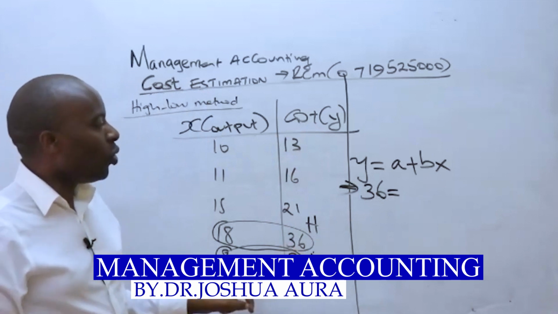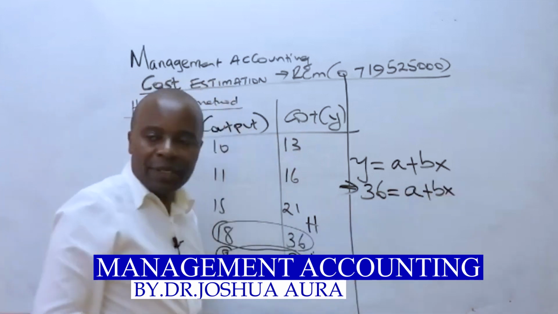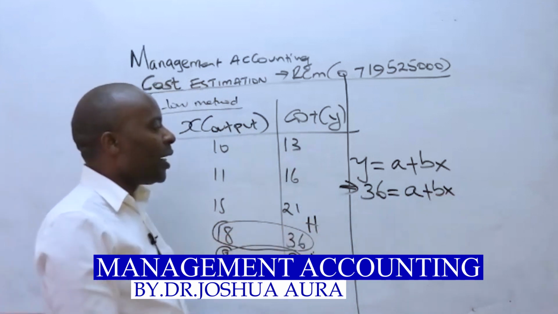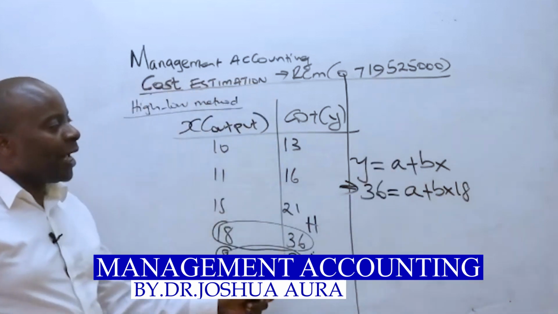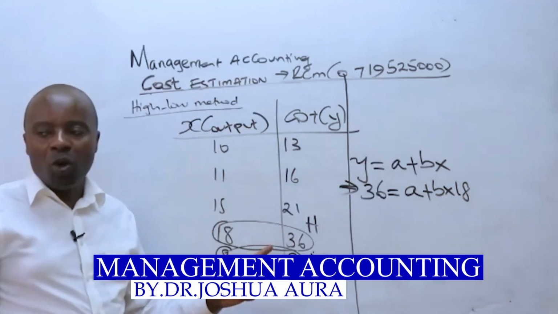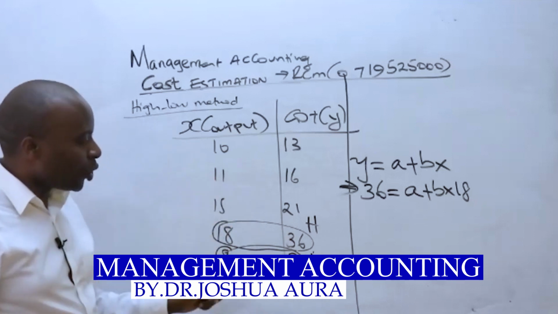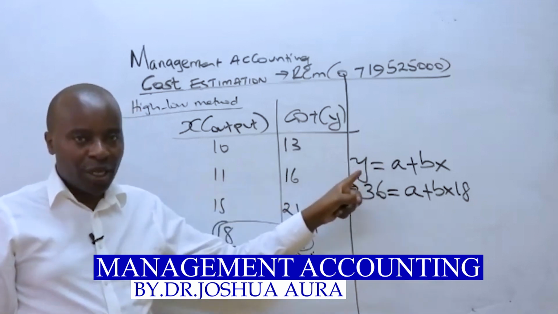36 equals A that I don't know plus B times X. X still for the high, which is what here? 18. And then you go ahead and form for us the low point equation. I'm plugging in the figures in this particular equation.